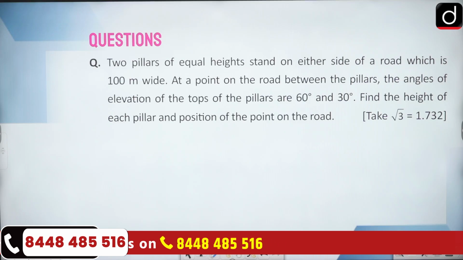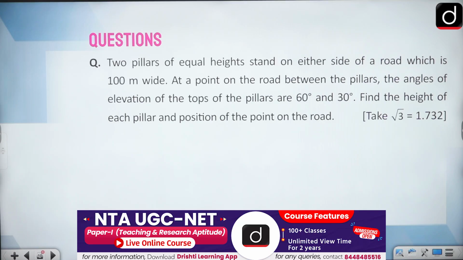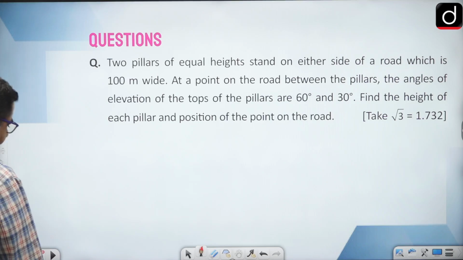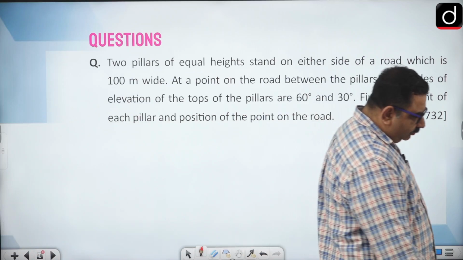So height of the pillar is same. So obviously when the angles of elevation are different, that point is not in the middle of the road, right? So you make the diagram and then try to find out the answer. Two things we have to find. First is height of each pole and position of the point on the road.